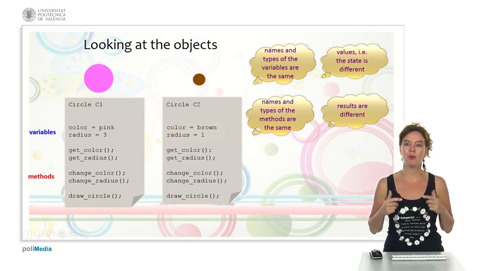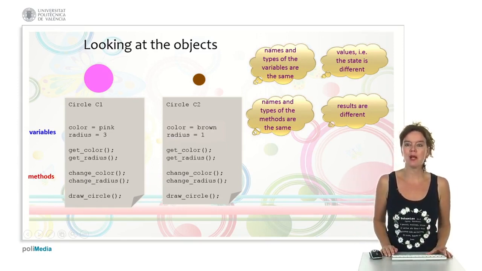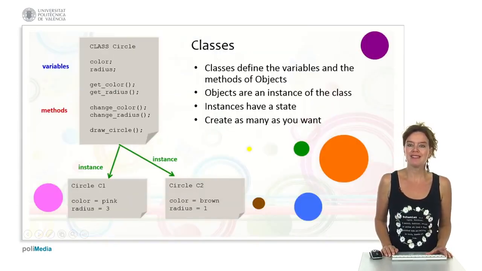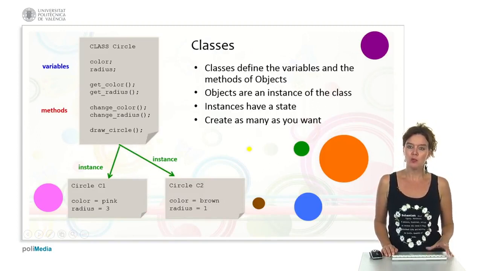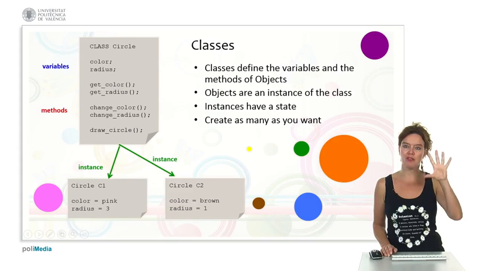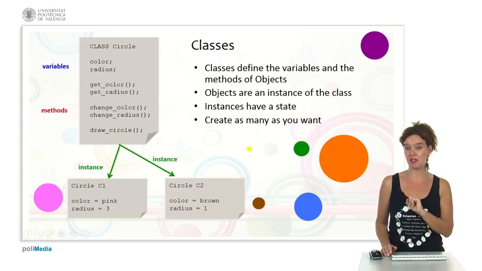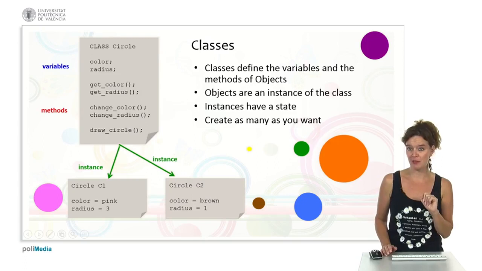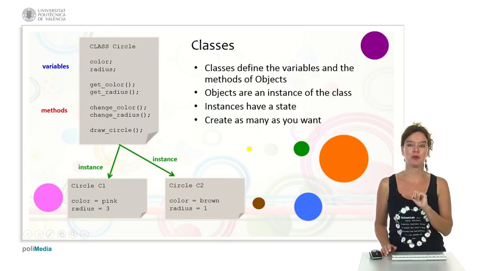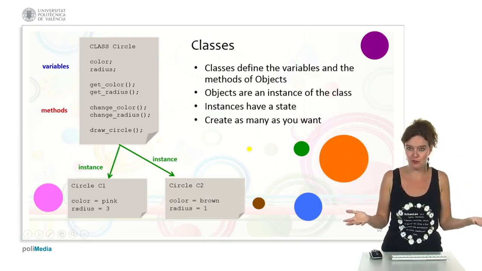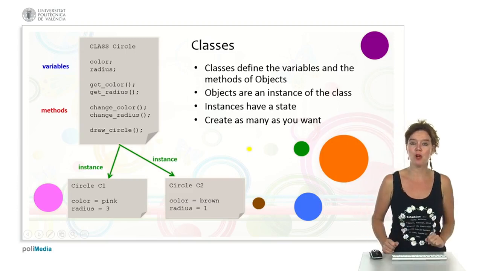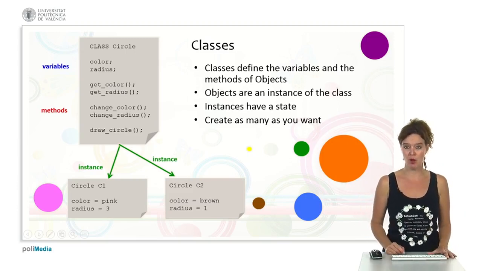So we want to abstract away from this and do something like classes that define the variables and the methods of an object. The things that are common between objects we define in a class. And different objects are instances of a class. And these instances have different states. A pink circle has state pink color and a brown circle has in its state a brown color. Then you can create as many instances of this class as you want. We can make orange ones, blue ones, green ones and purple ones.